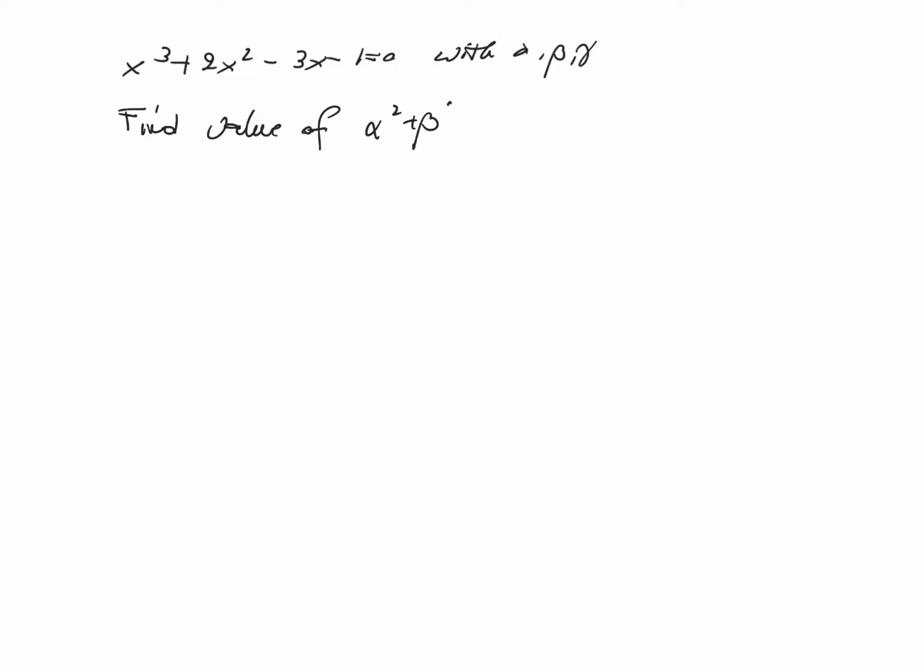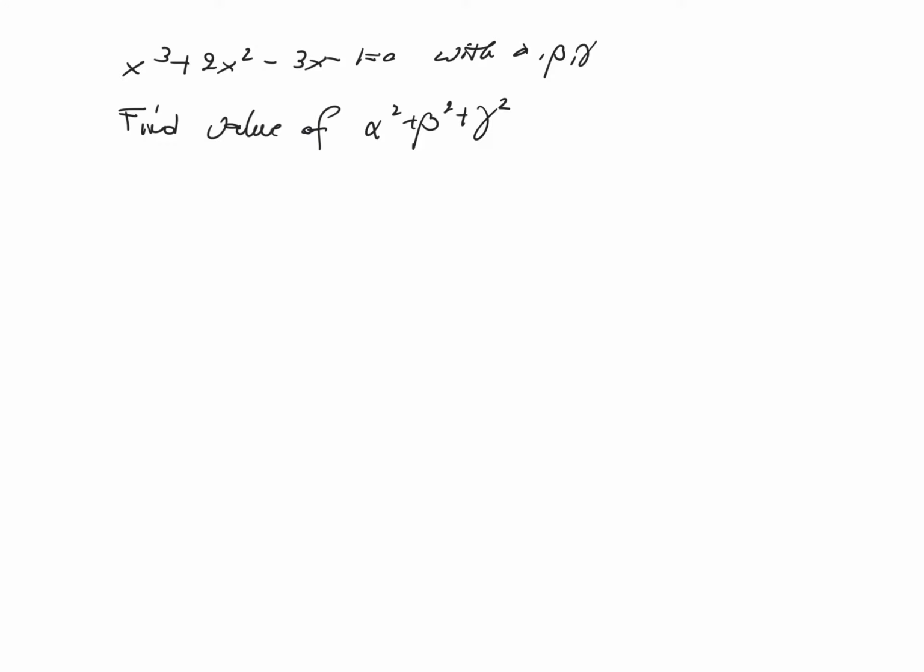How can we then apply this property? It's a very important property. Because of its applicability, it's very useful to know this property. So let's say that we have an equation x to the power 3 plus 2x squared minus 3x minus 1 equal to 0. And this one has roots alpha, beta, and gamma. Then the question is, find the value of alpha squared plus beta squared plus gamma squared. So find the value of the sum of the squared roots.